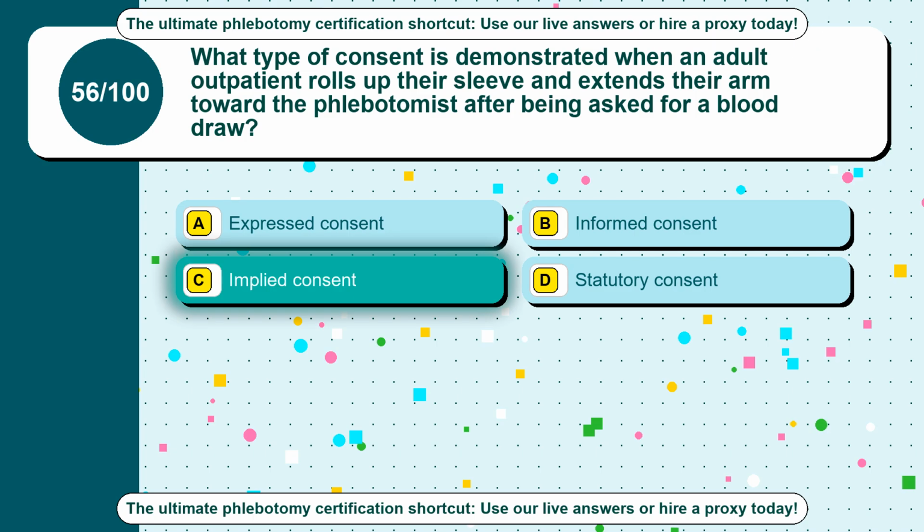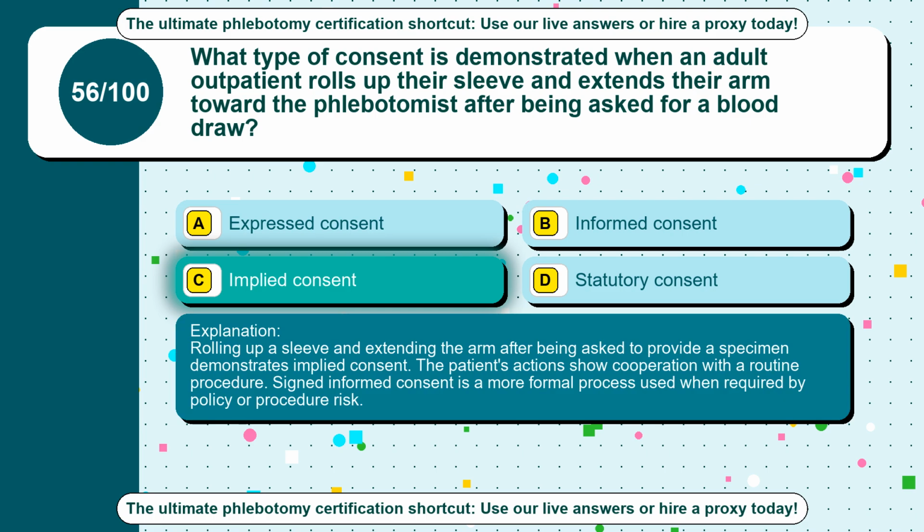Implied consent. Rolling up a sleeve and extending the arm after being asked to provide a specimen demonstrates implied consent. The patient's actions show cooperation with a routine procedure. Signed informed consent is a more formal process used when required by policy or procedure risk.